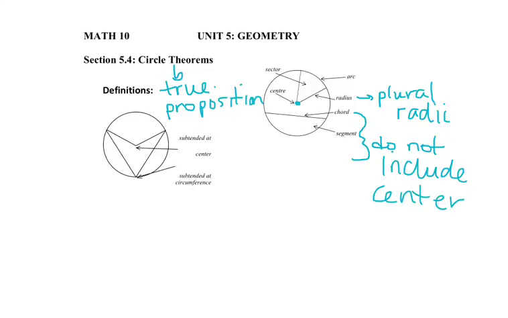So this word subtended means traced out. Right now, we're talking about these angles. This angle here is subtended at the center. It means it's traced out through the center. Here, subtended at the circumference, that angle is traced out through the circumference. It involves only points on the circumference. So subtended is traced out.